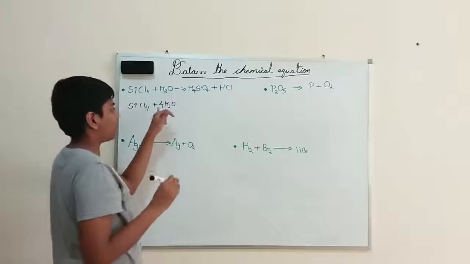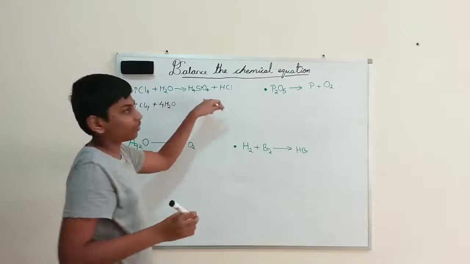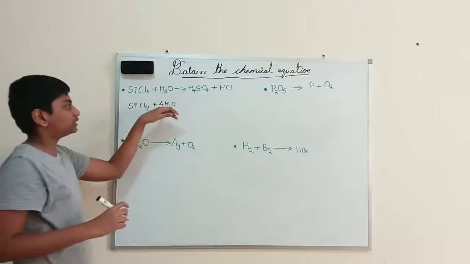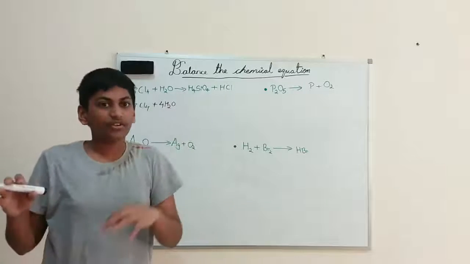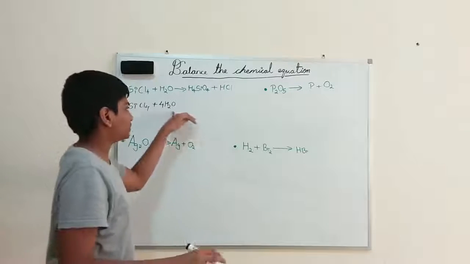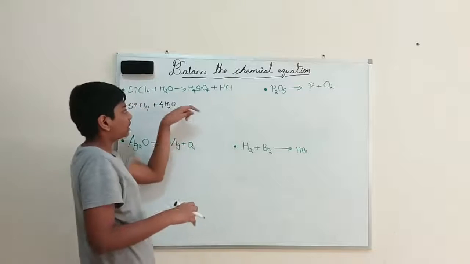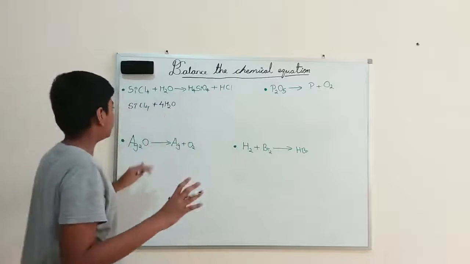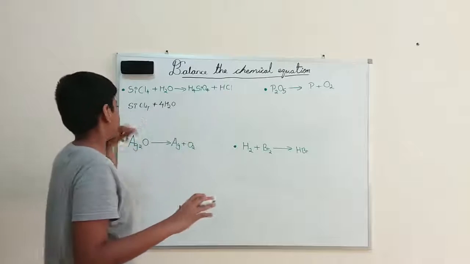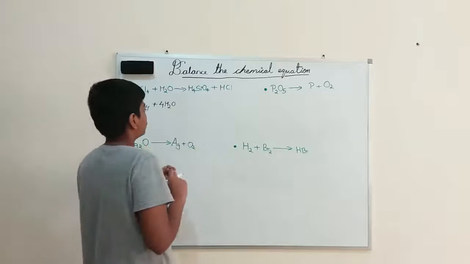Why? Because 4 into O gives us O4. But if I do 2, this hydrogen only will become 4. Yeah, but oxygen will be 2 only. So I should make this oxygen also 4. So the oxygen and oxygen are clear, and silicon and silicon are same.